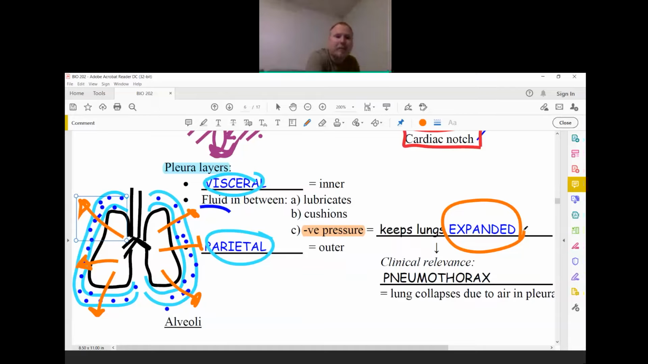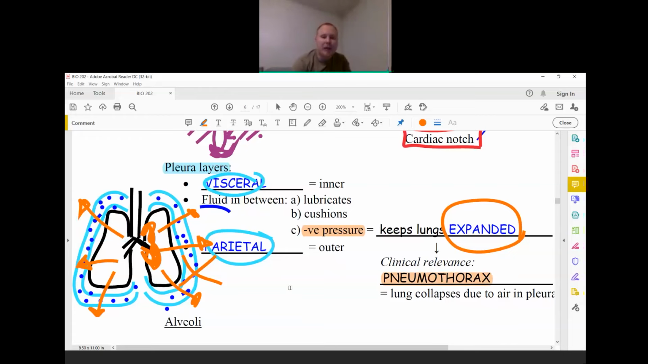And what can happen sometimes is that you have a puncture within the pleura, and as a result of that, the lung would collapse because there's no negative pressure anymore keeping it extended. So that would be pneumothorax. So, a clinical example that I've given there.